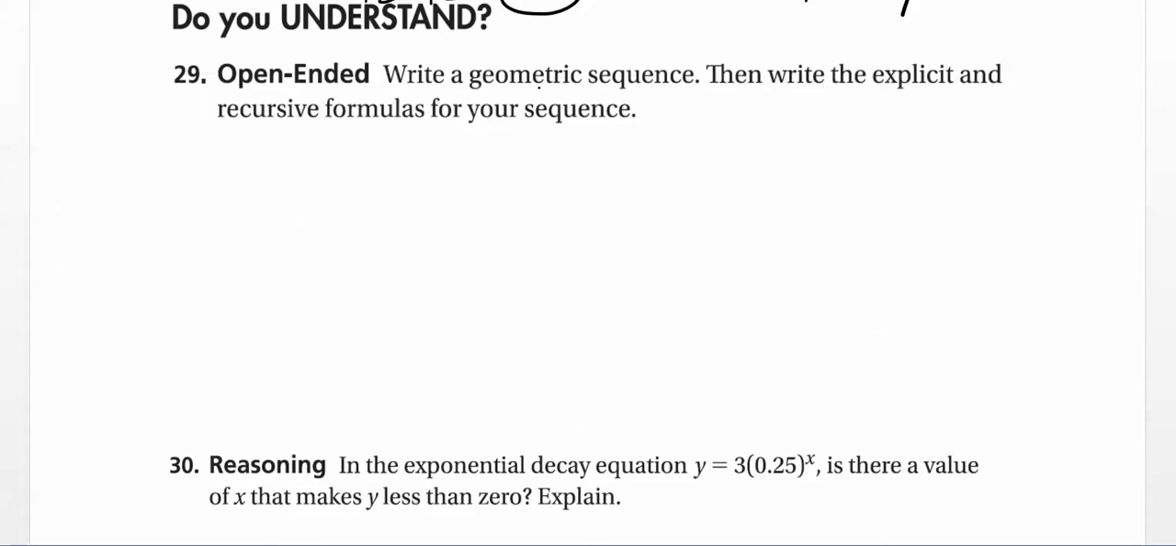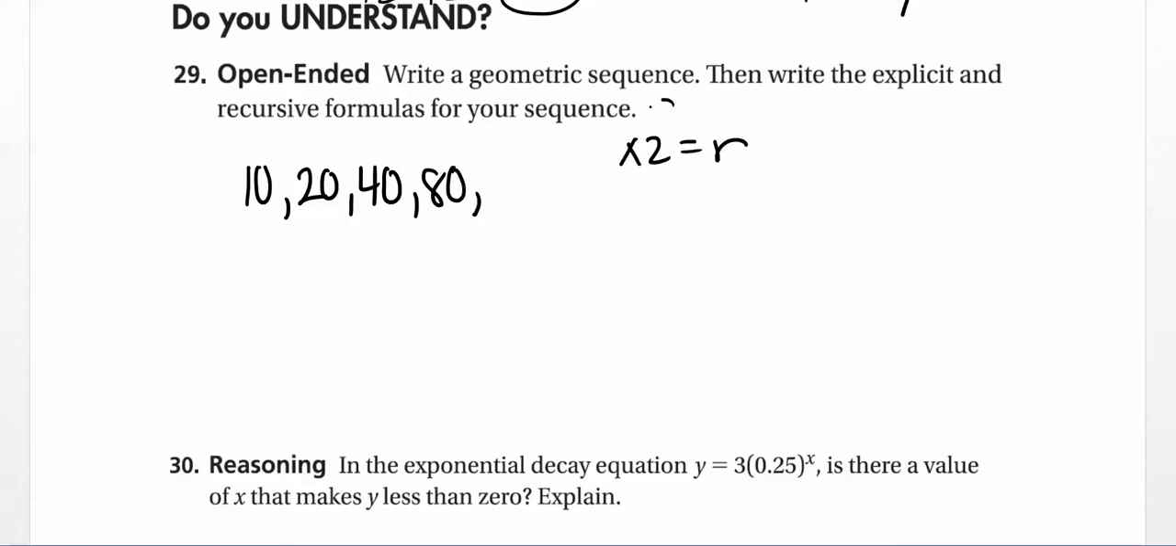Write a geometric sequence. So let's just say 10, 20, 40, 80. So I'm multiplying times 2, so that's r. And my first term, a1, is 10. Now write explicit and recursive formulas for your sequence. So you can make up any sequence you want. So look up for your formulas.